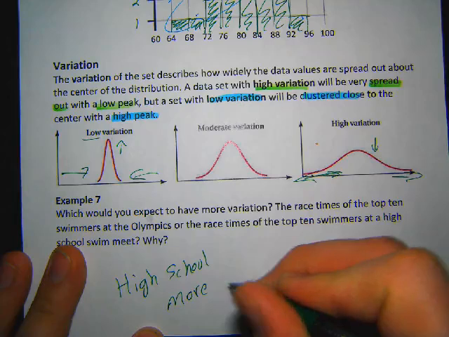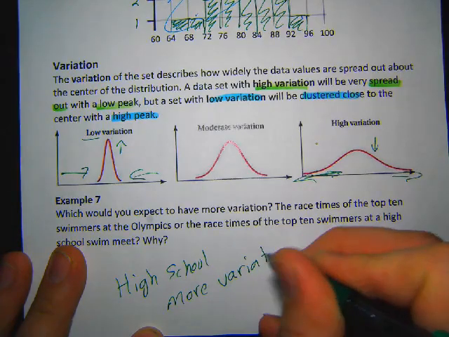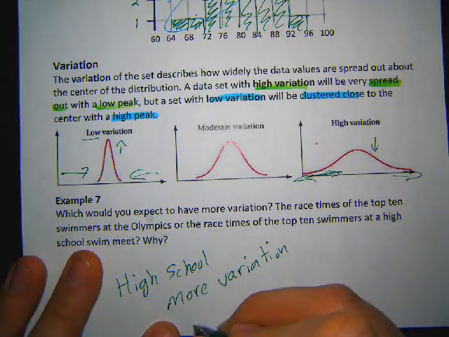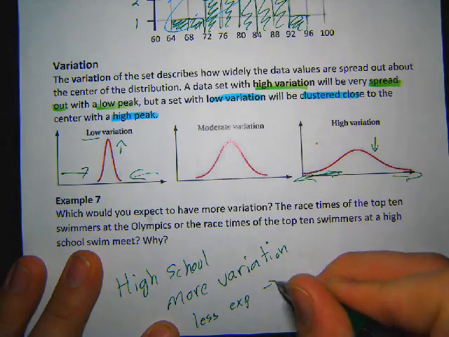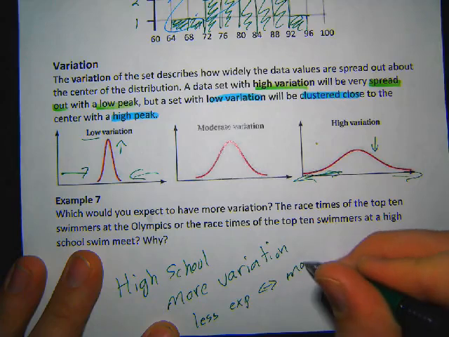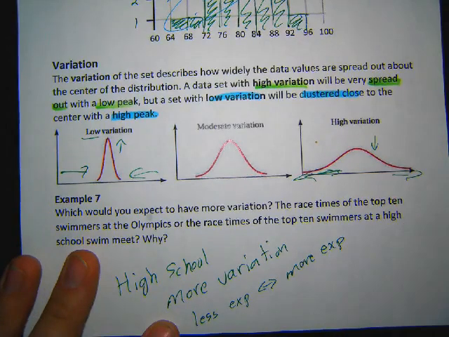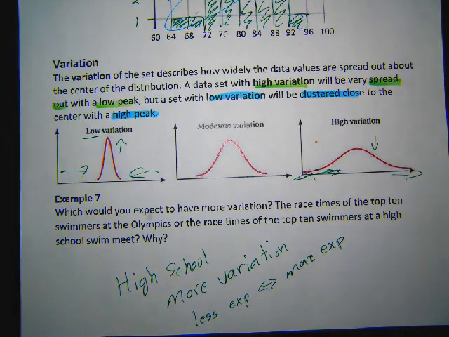more spread in your data because you have less experience, and there's less of this having been trimmed down. You haven't gone through all the people and said, wow, there's all these Olympic trials and stuff. You haven't done all that, so we expect more variation.